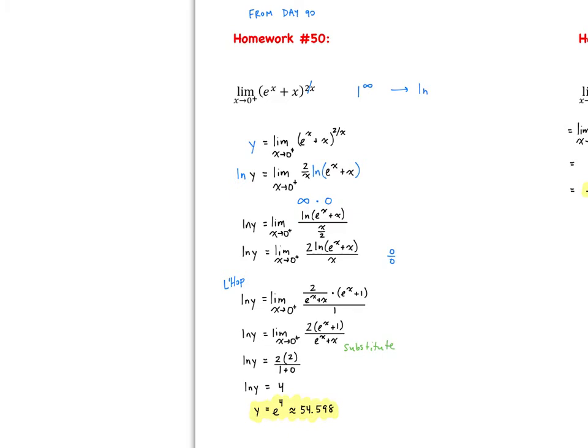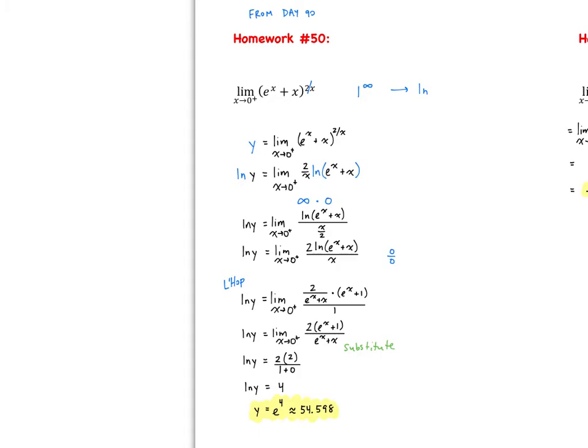Okay, so this is from day 90. This is number 50. So we have the limit as x approaches 0 from the right of (e to the x plus x) raised to the 2 over x. So if I do direct substitution right away, we have a case where it's 1 to the infinity power. So this is where we let y equal that limit, and then we take the ln of both sides, okay?